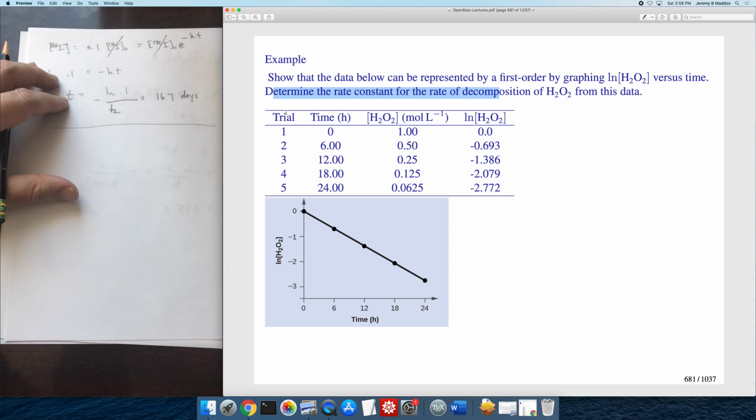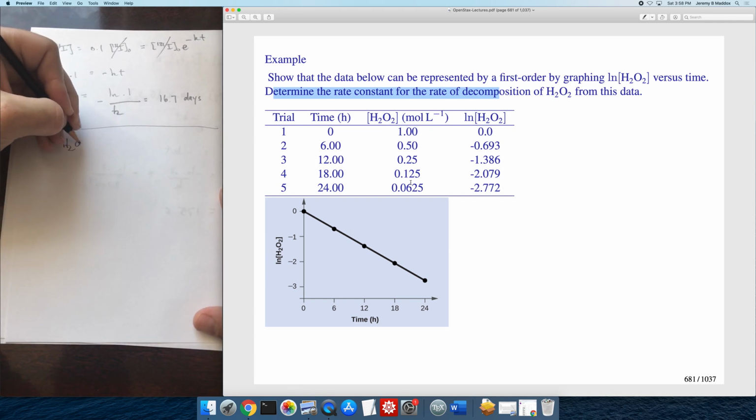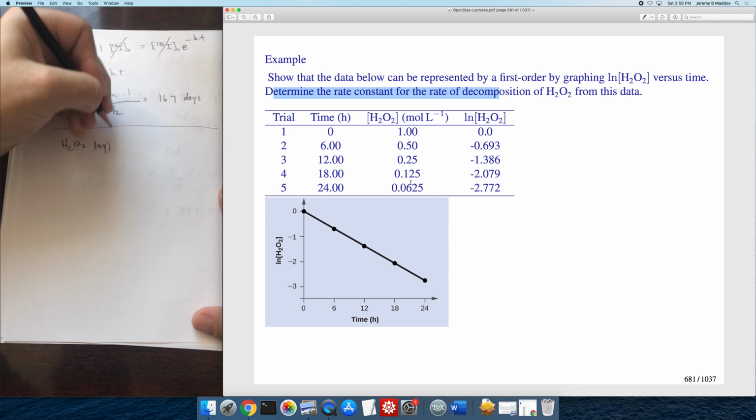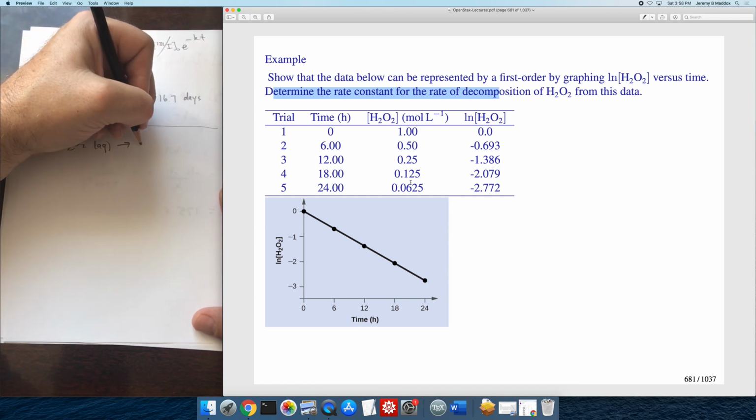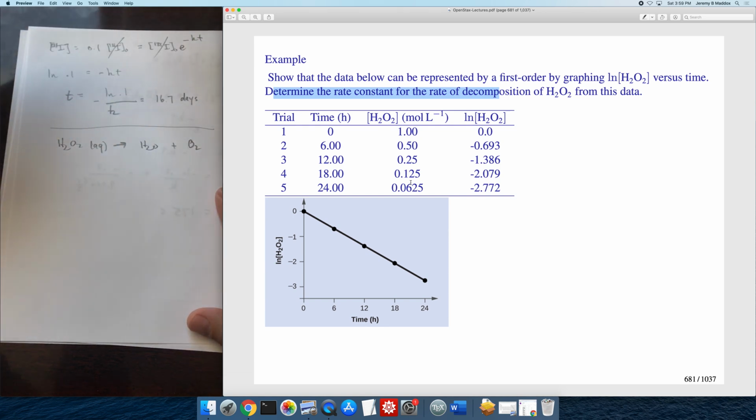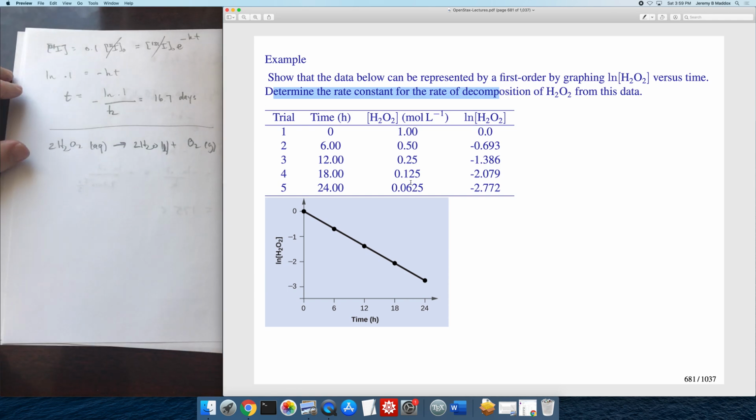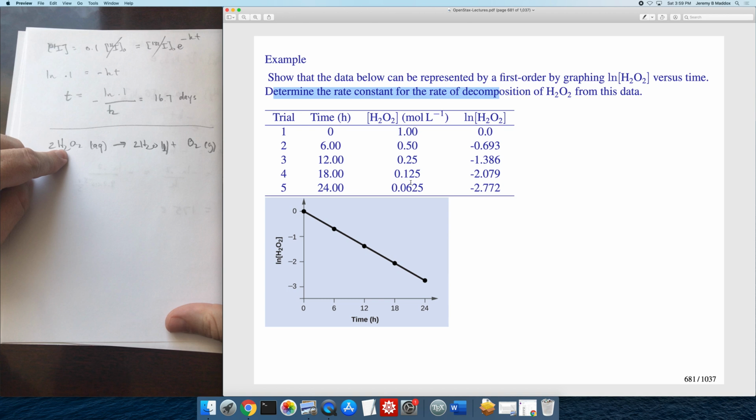So here we've got time data, concentration of hydrogen peroxide. So we've got hydrogen peroxide. It is decomposing to water and oxygen gas. And I think we need a 2 there and a 2 there. All right, so that's the decomposition reaction that we have. And so what they've done is they've plotted, or they've collected, the hydrogen peroxide concentration at different times.